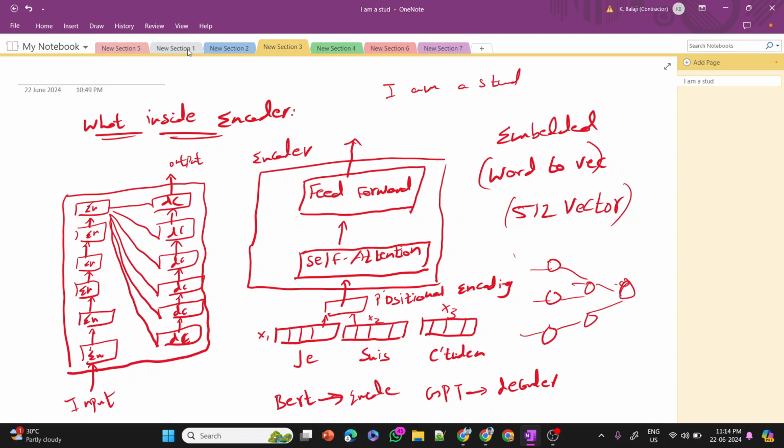This is the overall architecture of the transformer. We can see many more things related to generative AI in upcoming classes. Thank you.